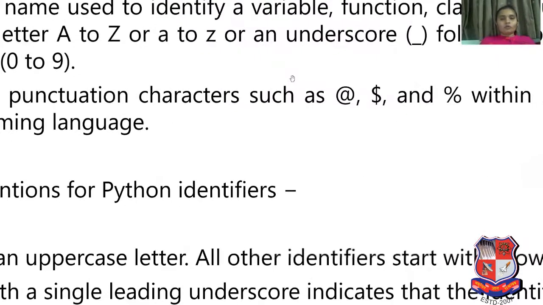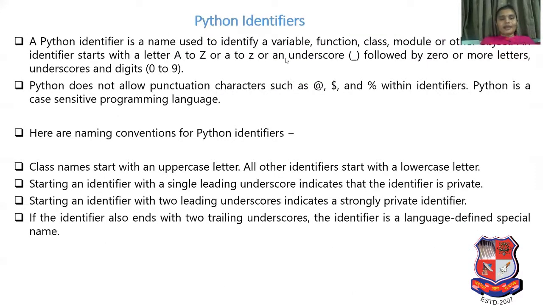Then we move to the next topic, that is the Python identifier. We all know what an identifier is. A Python identifier is a name used to identify a variable, function, class, module, or other object. So for all these, we need an identifier. Identifier is nothing but, if we want to give a reference to a person, then also we need to give a name. In the same way, we need to give an identifier to identify a variable, function, class, module, or any object. That is nothing but the Python identifiers.